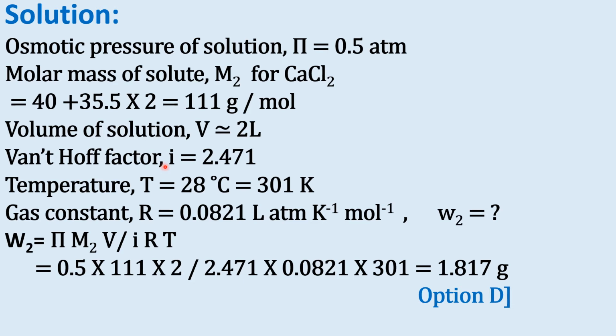Van 't Hoff factor i is equal to 2.471. Temperature is given in degree Celsius, 28 degrees Celsius. In terms of Kelvin, it will be 301 Kelvin. Gas constant R is equal to 0.0821 liter atmosphere per Kelvin per mole. W2, mass of solute, we have to find out. Apply the formula W2 is equal to π M2 V divided by iRT. Substitute the values. You will get the value 1.817 gram. Thus option D is correct.